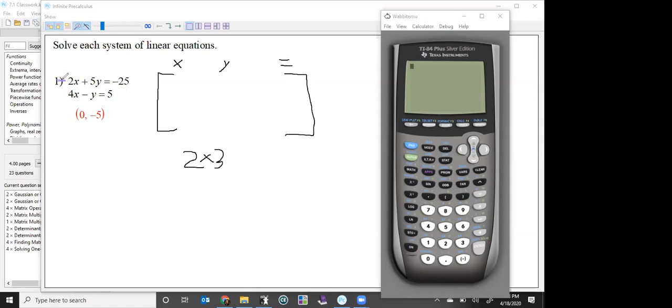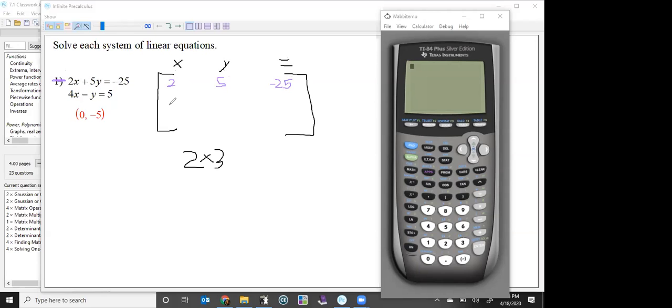So for instance, that first equation is going to be my first row. The X value in the first row is 2, so I'm going to put a 2 there. The Y value is 5. And the equals is negative 25.